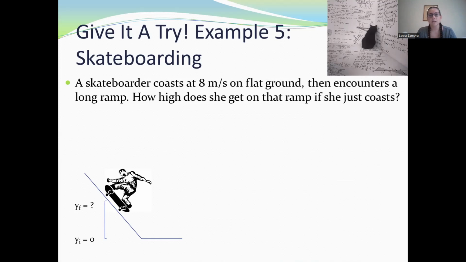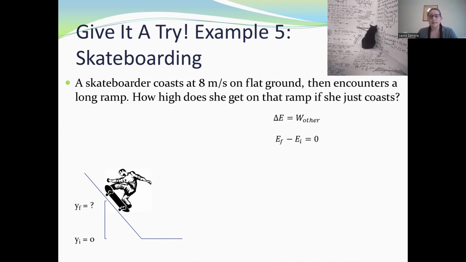Okay, so we want to know how high she gets on that ramp if she's just coasting and not actively pushing or actively applying a force. So once again, we're going to start with this question: are there outside forces acting on this object? And if there are, then the change in the energy is going to be equal to that outside work.